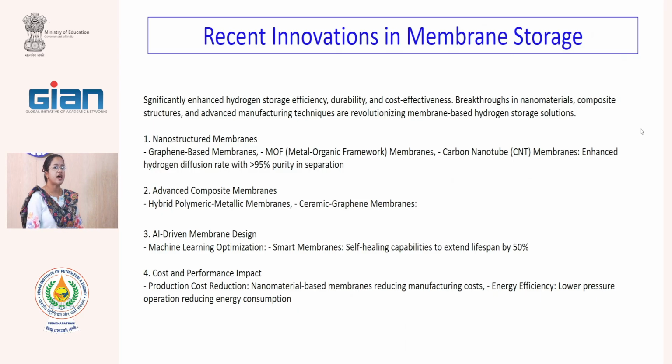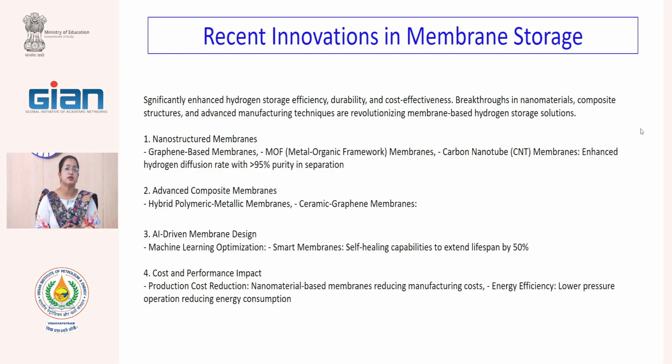If we have a look at the recent developments and the future of these membrane technologies, apart from nanostructure membranes and composite membranes, we are also looking into AI driven, smart membranes. What are those? If there is any change in the surrounding conditions, the membrane itself will change its properties, such as its efficiency or pore size, which will be tuned differently. That is why AI driven membrane design is very popular nowadays, and a lot of research is going on.